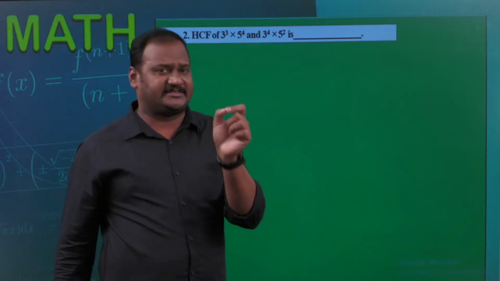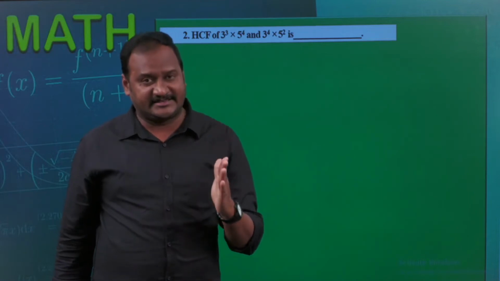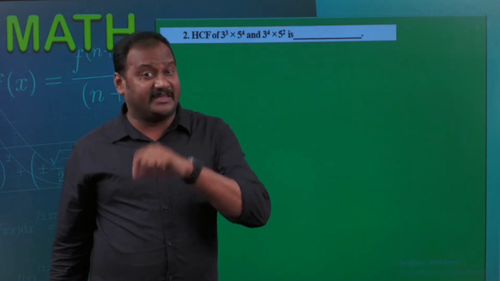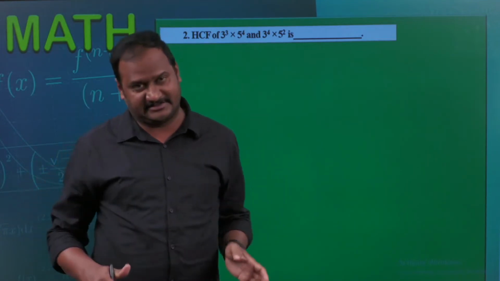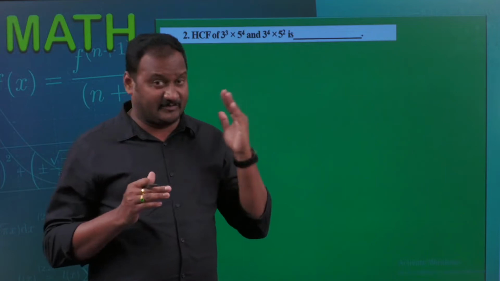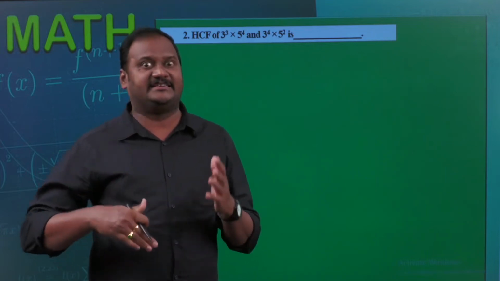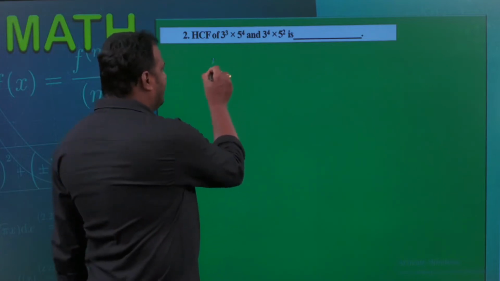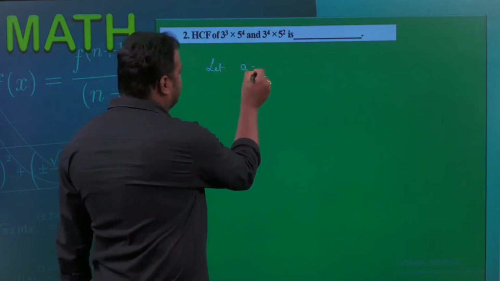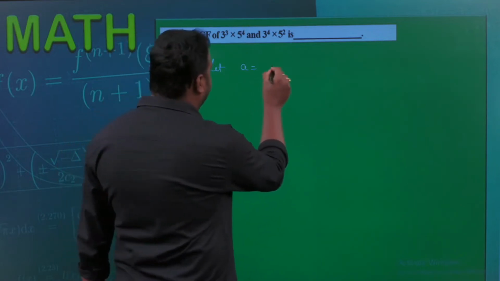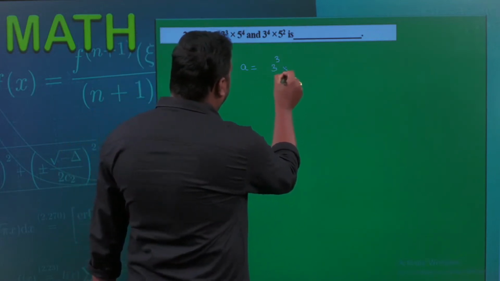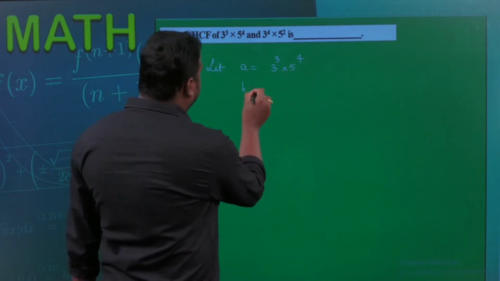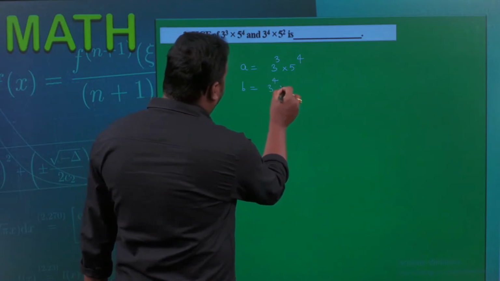What do you mean by HCF? Highest common factor. So highest common factor means you will have to list out all the factors of both the numbers, and you see what is the highest common factor, right? Let me take the first number. For example, first number is A. That A is going to be 3 power 3 into 5 to the power of 4. This is the first number. And the second number B is going to be 3 to the power of 4 into 5 to the power of 2.